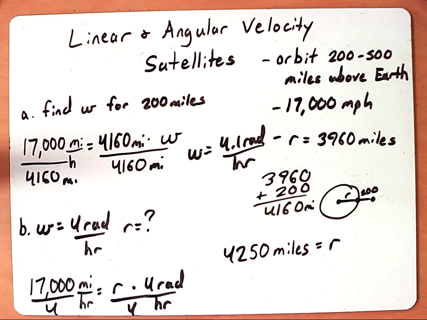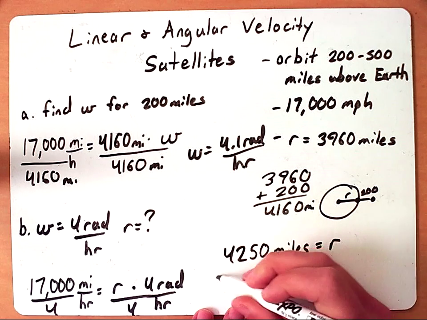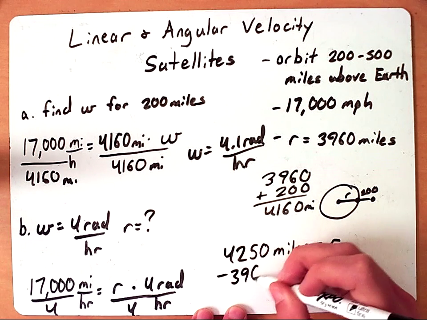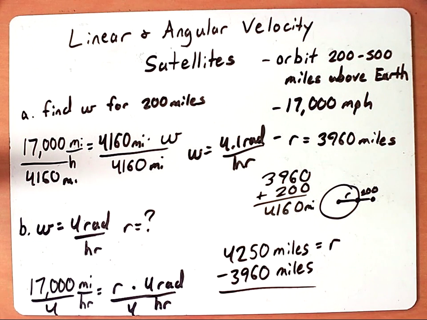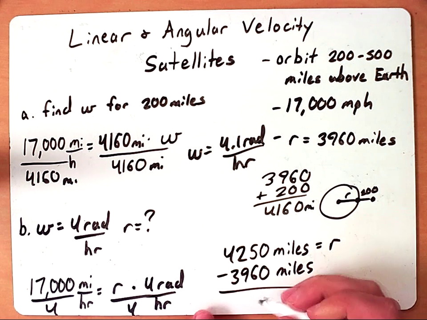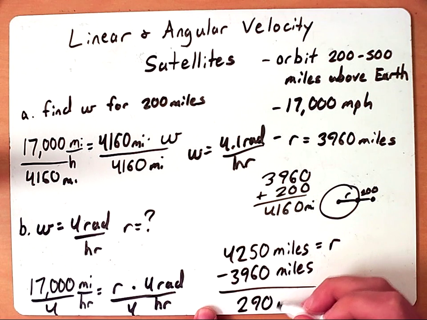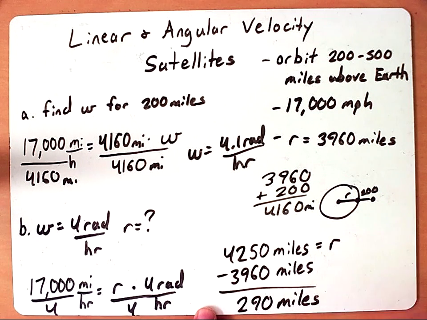Now, the question is asking us how far is the satellite above the Earth? So what we're going to have to do is take the 4,250 miles, that is our total radius, and subtract the radius of the Earth from that, so that we can actually find how high our satellite is above the Earth. So if we subtract 3,960 from 4,250, we are going to get that the satellite is 290 miles above Earth.